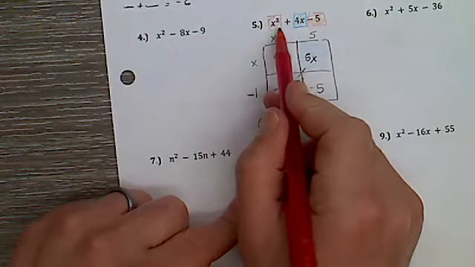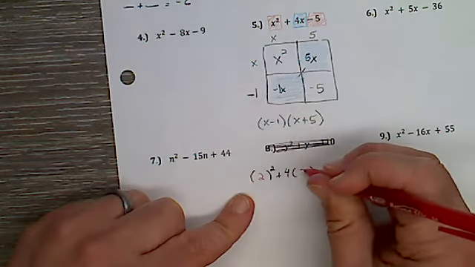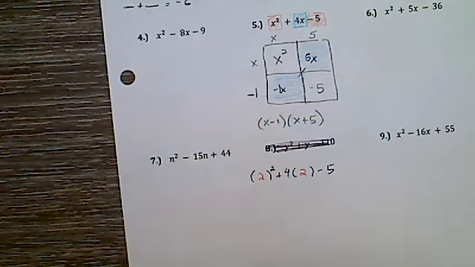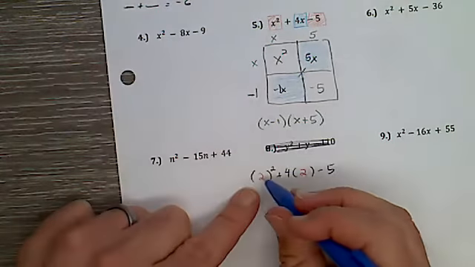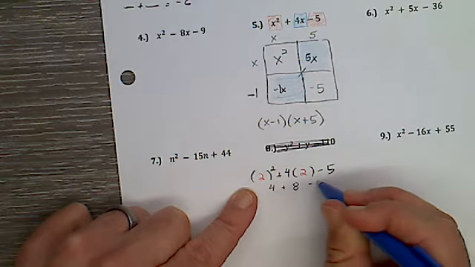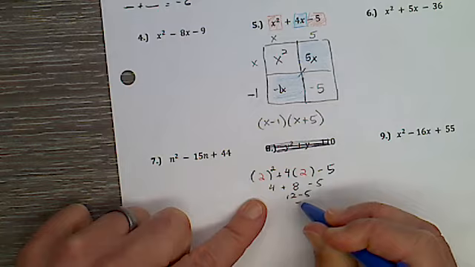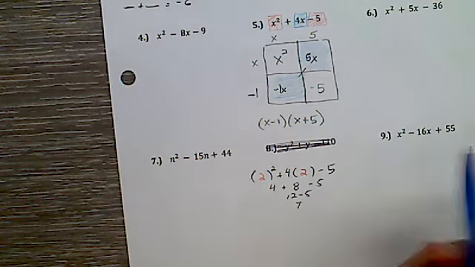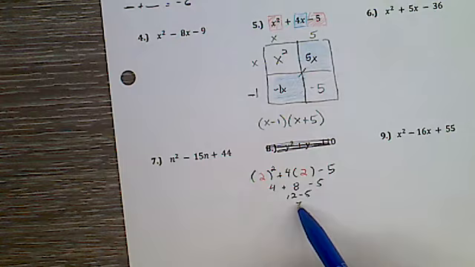Okay, so we're still on number 5, and I'm plugging in the number 2 because I want to kind of convince you that this is the correct answer. So we have 2 squared is 4, plus 4 times 2 is 8, minus 5. So 12 minus 5, or 7. Okay, so when x is 2, we have 7 as our solution.